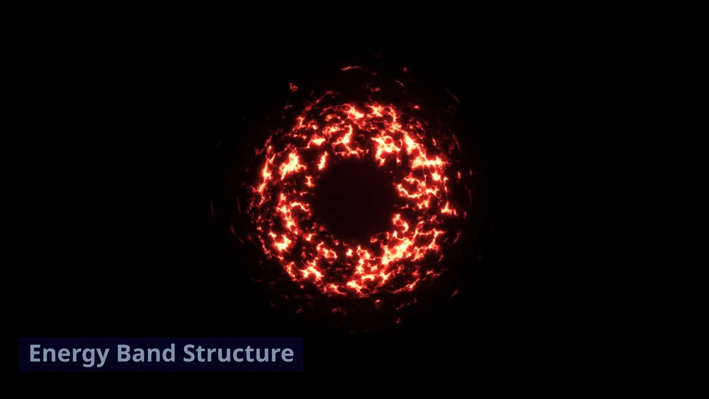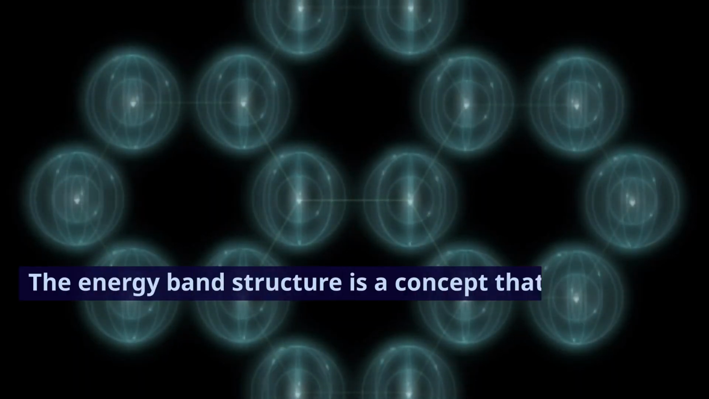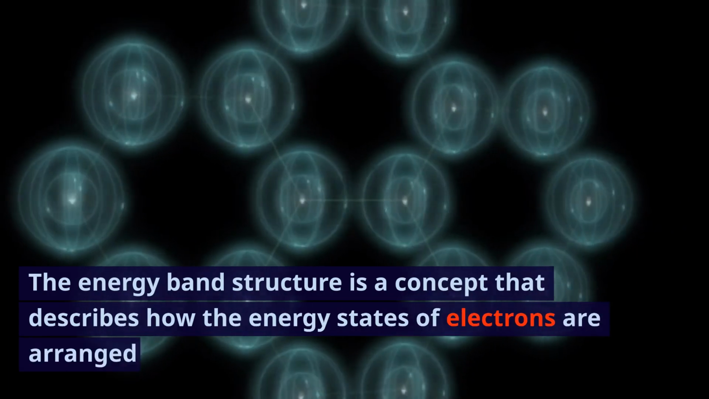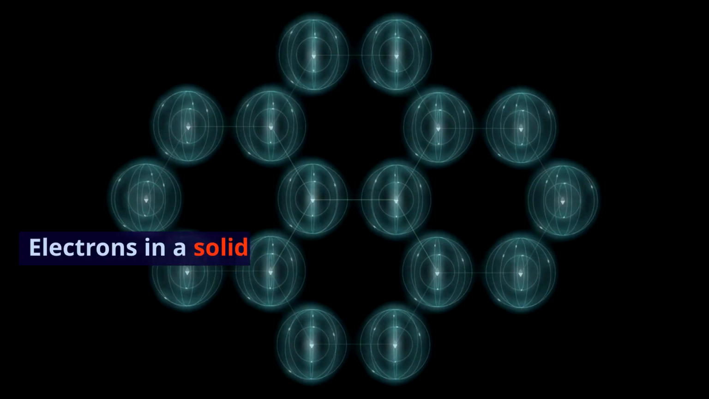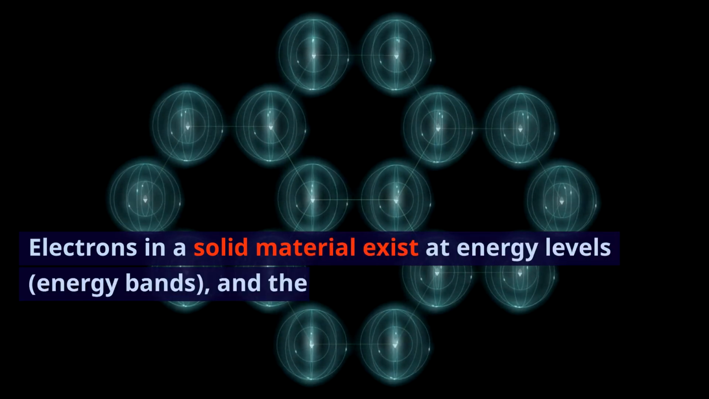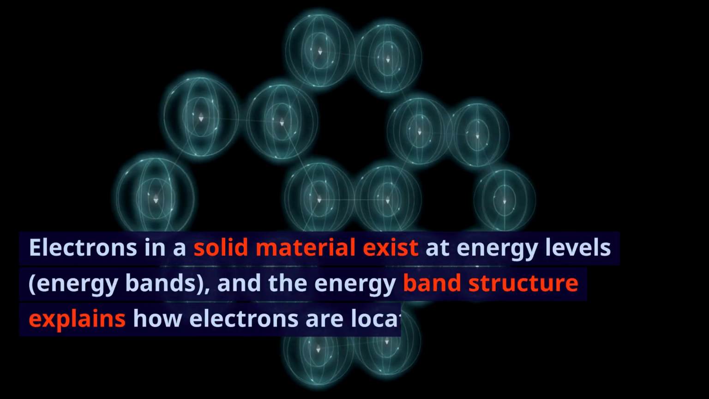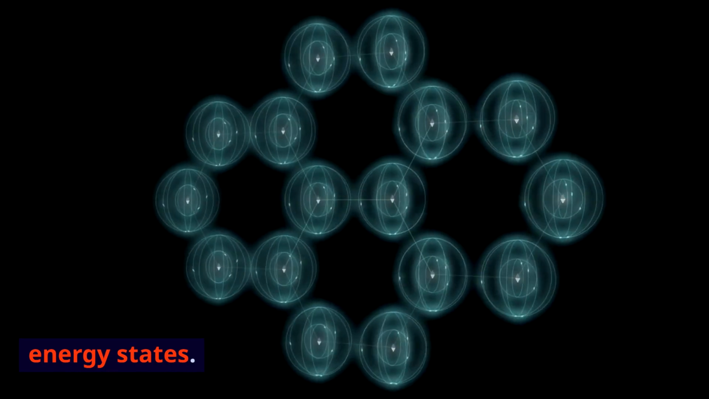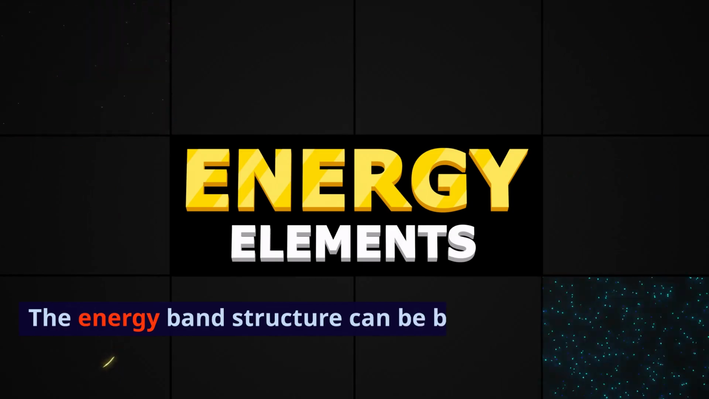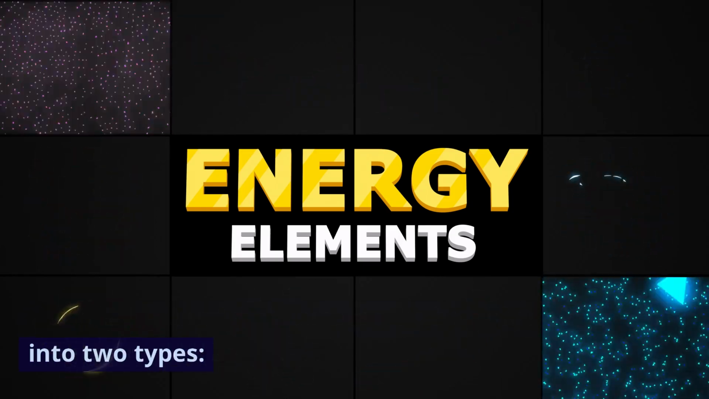Energy band structure. The energy band structure is a concept that describes how the energy states of electrons are arranged in a solid material. Electrons in a solid material exist at energy levels, energy bands, and the energy band structure explains how electrons are located in various energy states. The energy band structure can be broadly divided into two types.